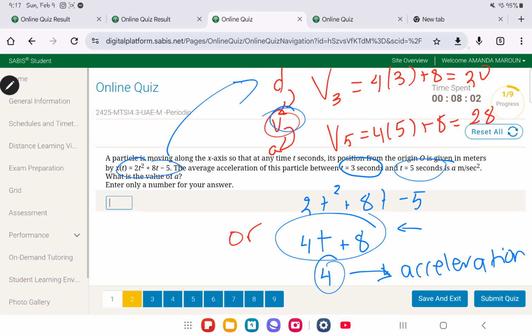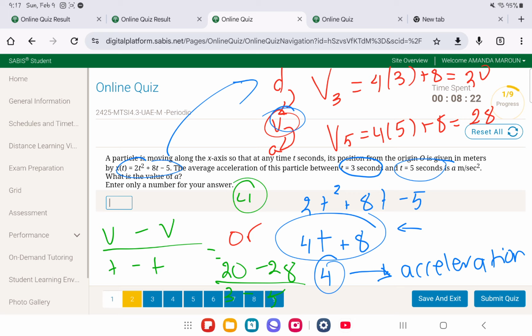Now what we're going to do is velocity minus velocity over time minus time. So let's say velocity 20 minus 28 over the time, which is 3 minus 5. If you did it on the calculator, you will get an answer of 4.